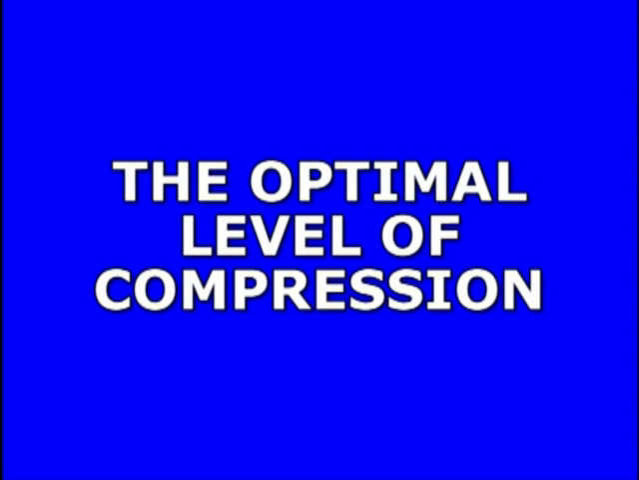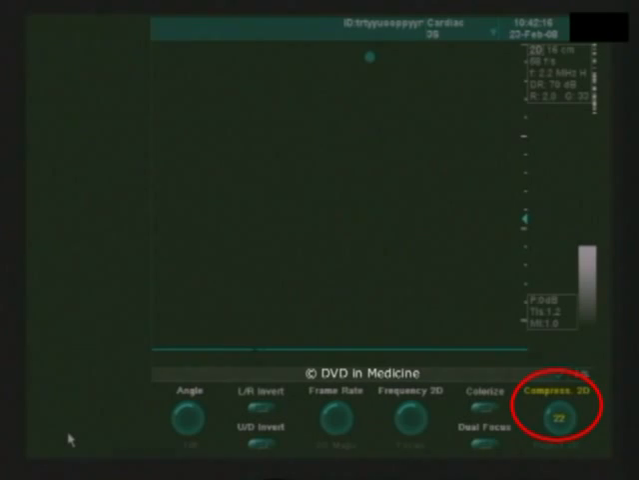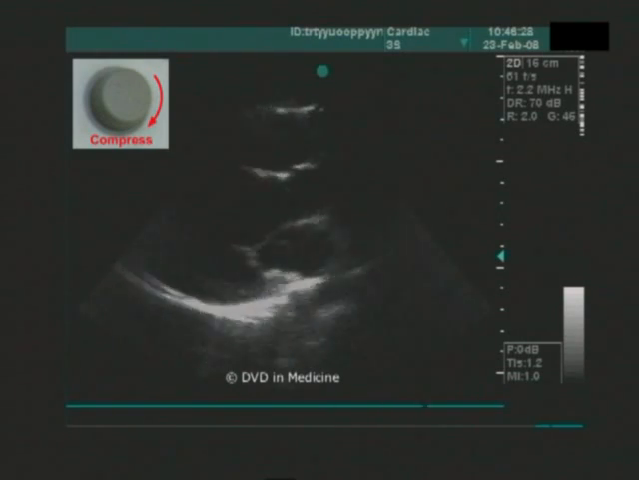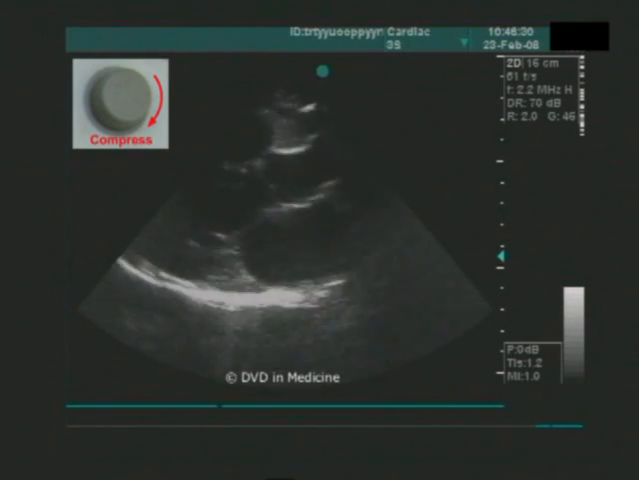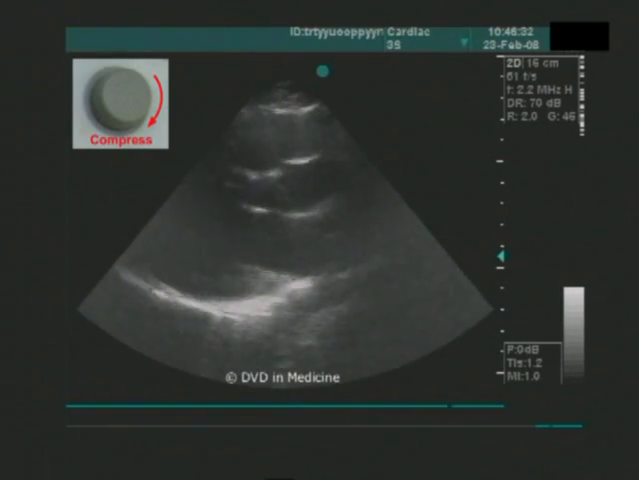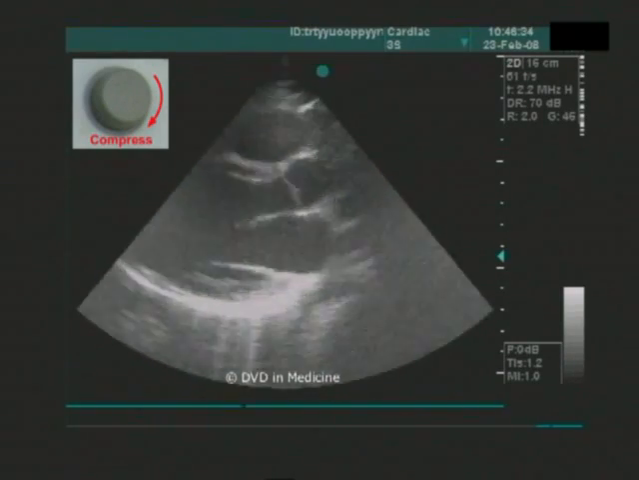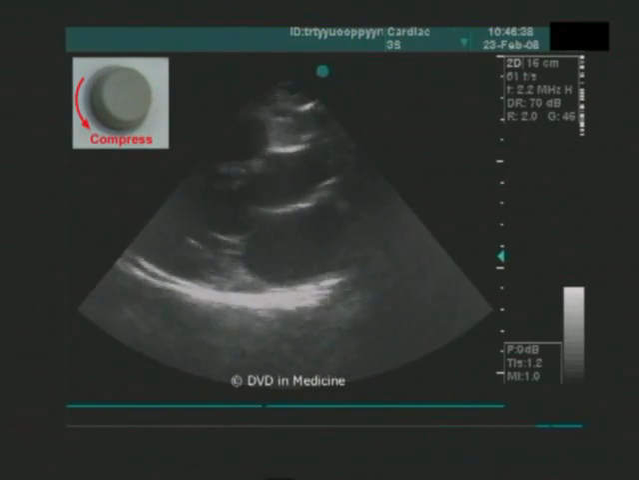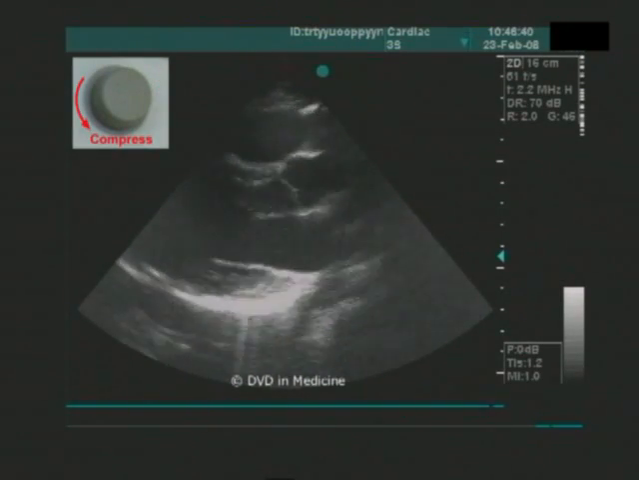The optimal level of compression. The compression setting can considerably impact the two-dimensional image quality. By turning the knob clockwise to increase compression or counterclockwise to decrease this parameter, one selects the optimal level of image compression.